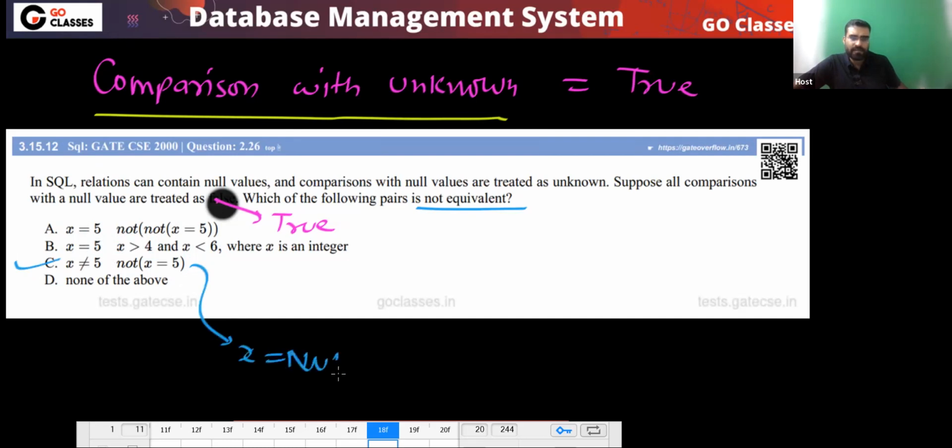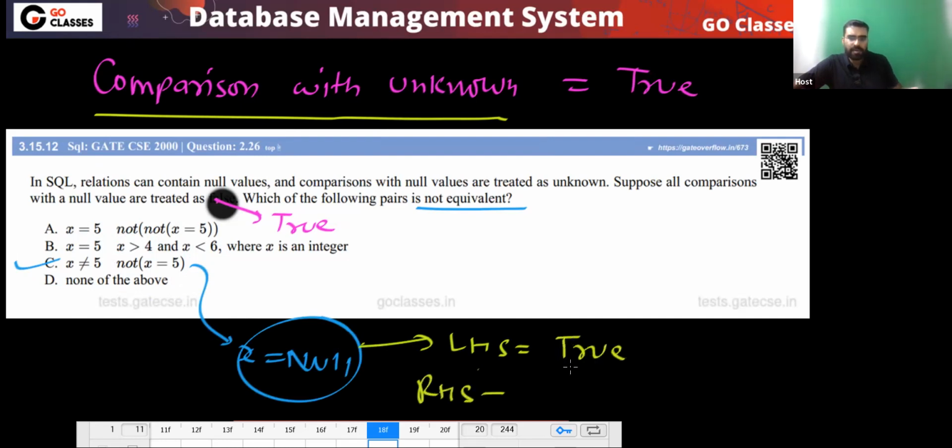If x is null, then what will happen? Then LHS will be what? If x is null, the LHS is a comparison, so LHS will become true. And what will RHS become? RHS will become not of true. So again, they are not equivalent.